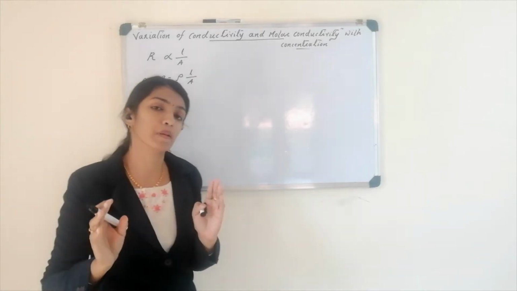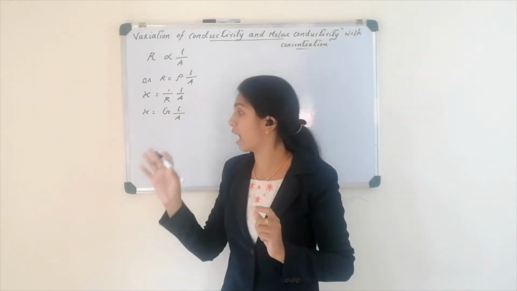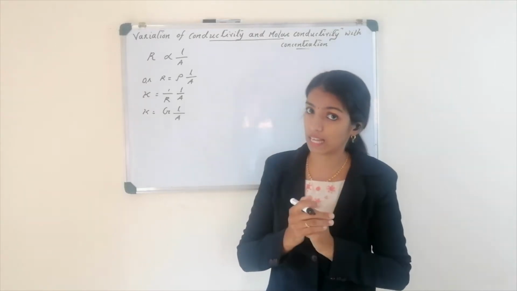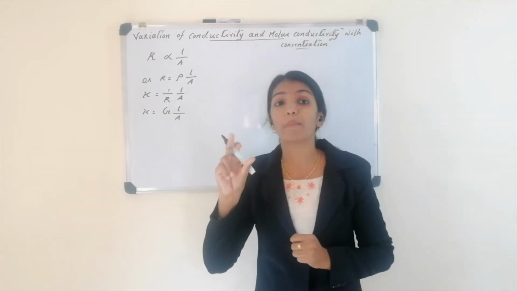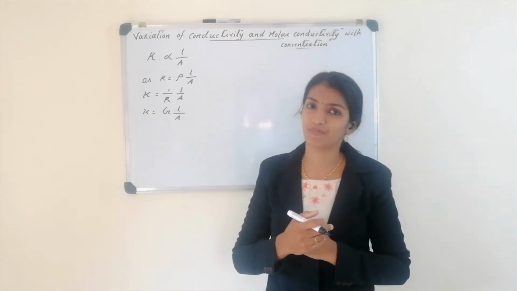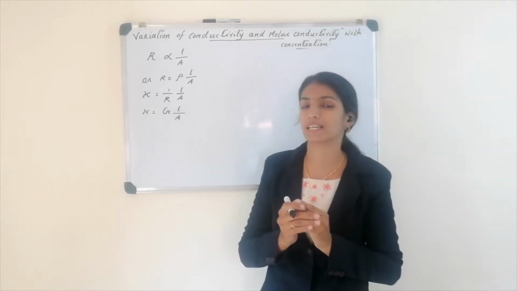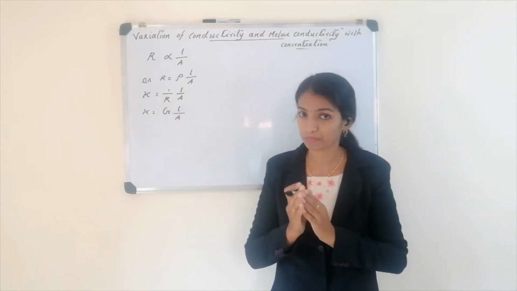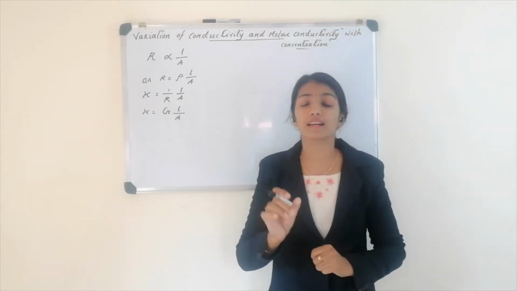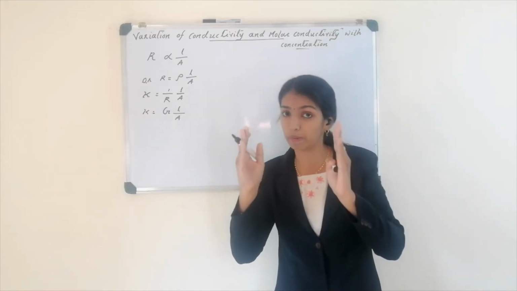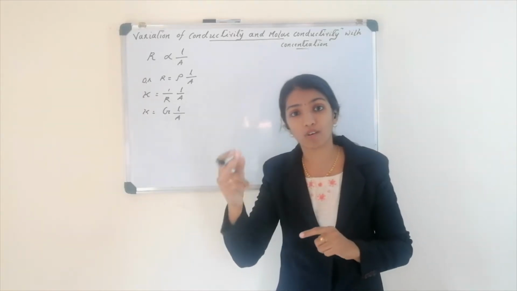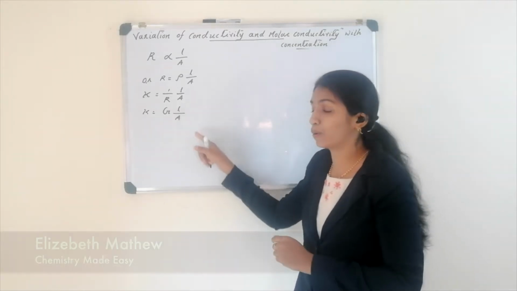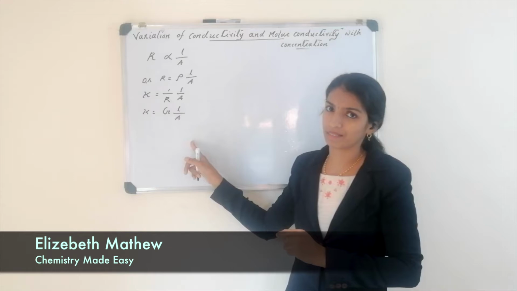Here L represents the length of the object and A represents the area of cross section. If we consider the conductivity cell, the value of L by A is known as cell constant. What is the speciality of the conductivity cell? The conductivity cell is used to find the conductance of a solution. It consists of two platinum electrodes separated by a distance L, and they have the area of cross section A. So for a particular conductivity cell, the value L by A is a constant.